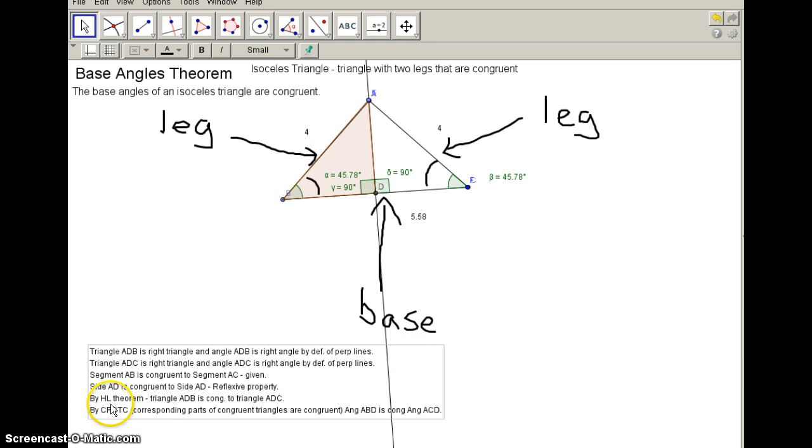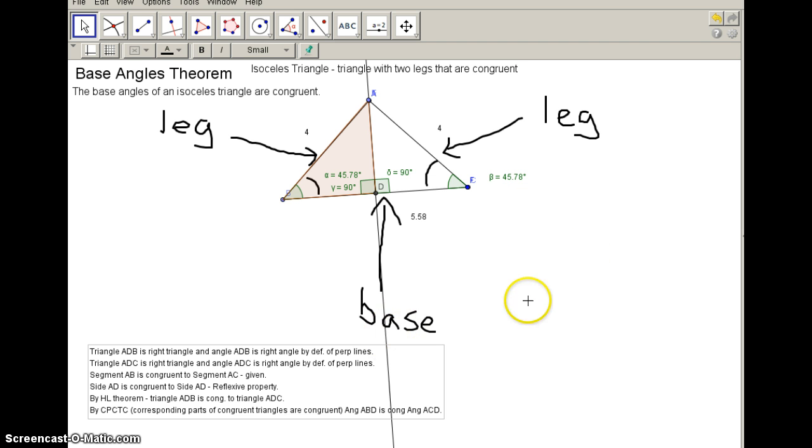HL means hypotenuse-leg theorem. And if the hypotenuse and leg of a right triangle are congruent to the hypotenuse and leg of another right triangle, then the triangles themselves must be congruent. And then we finally say CPCTC, which is corresponding parts of congruent triangles are congruent. That means the parts themselves are congruent, right? These two parts are going to be congruent.